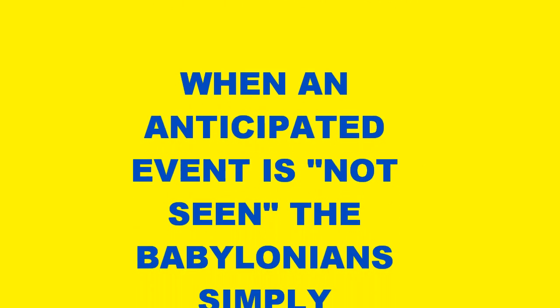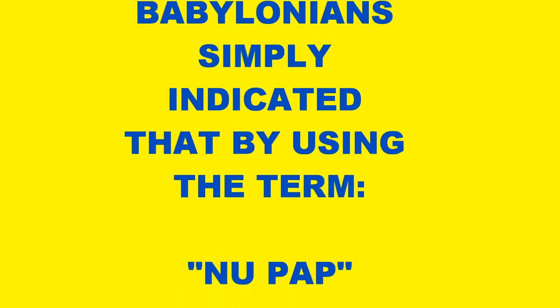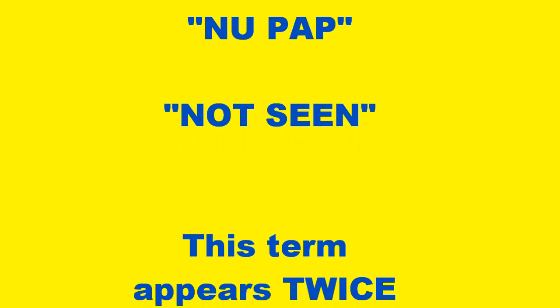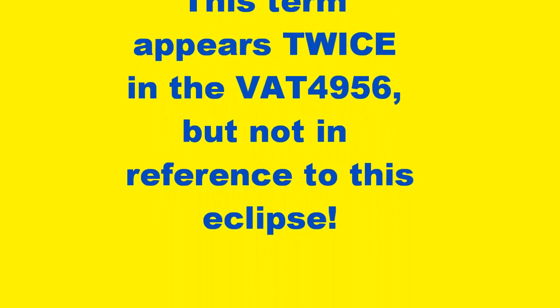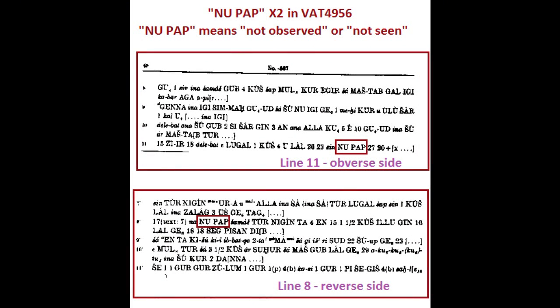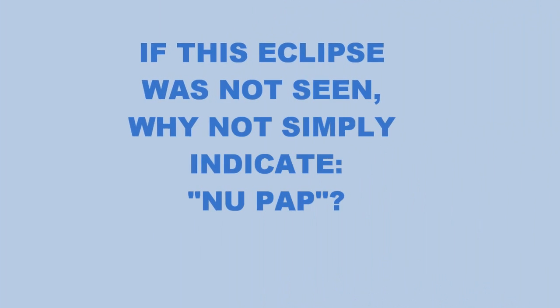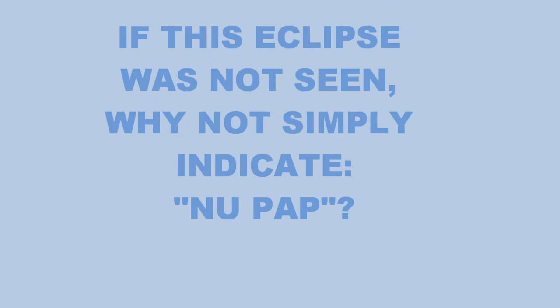But when an anticipated event is not seen, the Babylonians simply indicated that by using the term nupap, or not seen. And this term appears twice in the VAT4956, but not in reference to the eclipse. Here are the 2 examples of that term being used in the VAT4956. So this is a term that was not foreign to this text. It could have used it in connection with this eclipse, but it didn't. So that suggests, of course, that that eclipse was observed. So if this eclipse was not seen, why not simply indicate nupap?